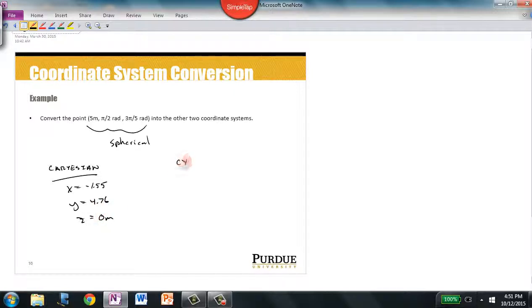And in cylindrical, the answer is rho is equal to 5 meters, phi is equal to pi over 2 radians, and z is equal to 0 meters. So you can do those on your own to test your understanding of the conversions.